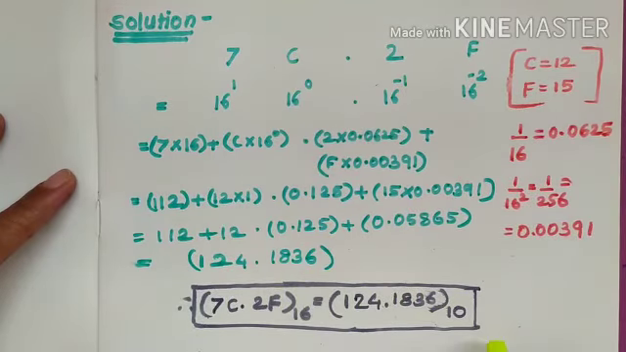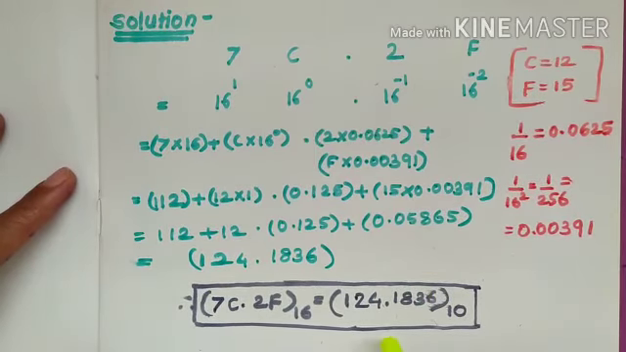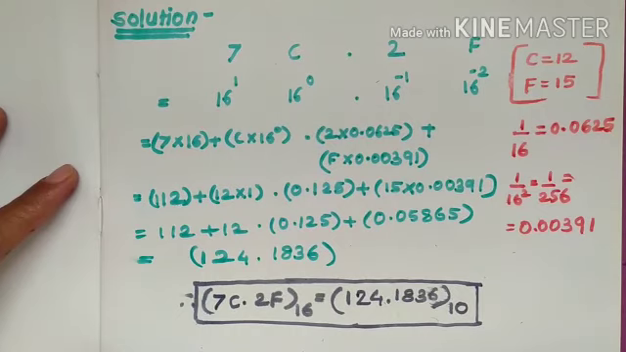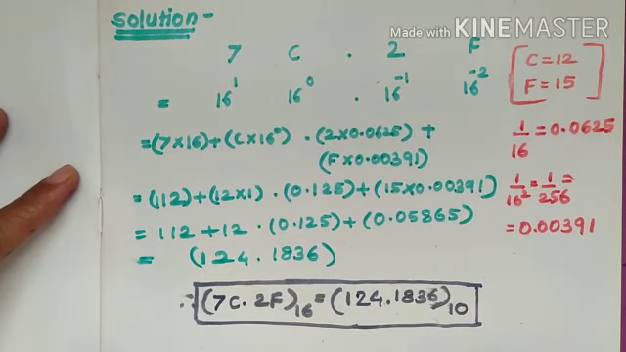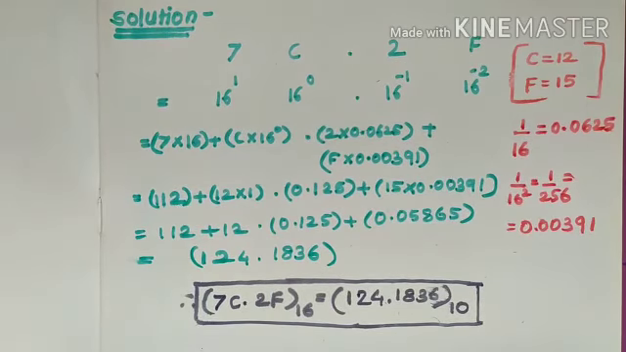And finally we'll get the equivalent decimal of the given hexadecimal, and we can write the answer in this way: 7C.2F hexadecimal is equal to 124.1836 decimal. Okay. In this way, today we have learned how to convert the given hexadecimal number into binary, and the given hexadecimal number into its equivalent decimal. Okay student, you have to practice more examples at home. Okay, thank you.